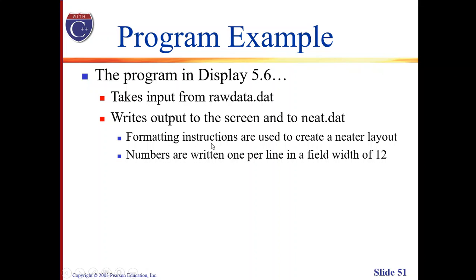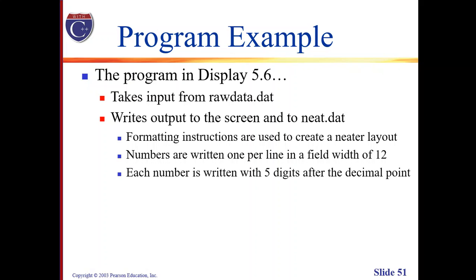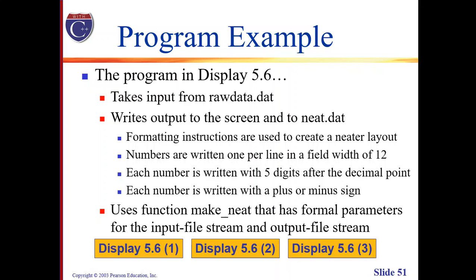And of course, formatting instructions are used to create a neater layout, and numbers are written one per line in a field width of 12. Then each number is written with 5 digits after the decimal point, and each number is written with a plus or a minus sign. And we have the following function, the makeNeat function, that has the formal parameters for the input file stream and output file stream. So let's take a look at that example.